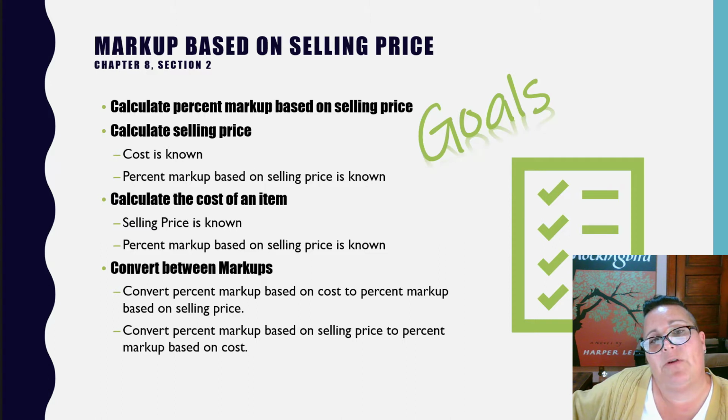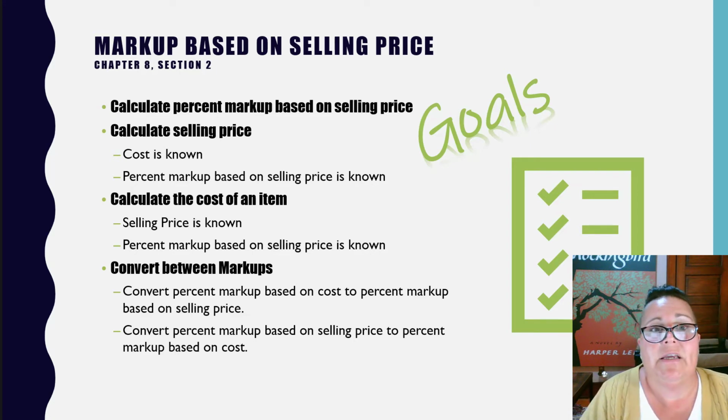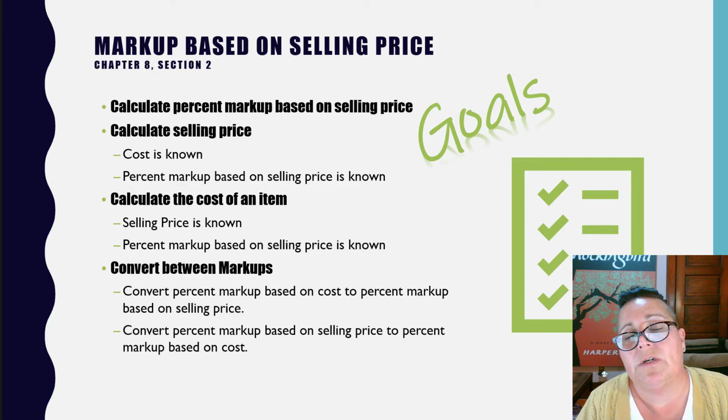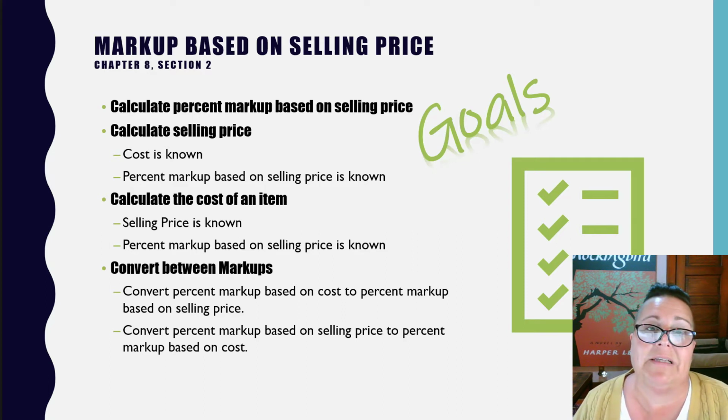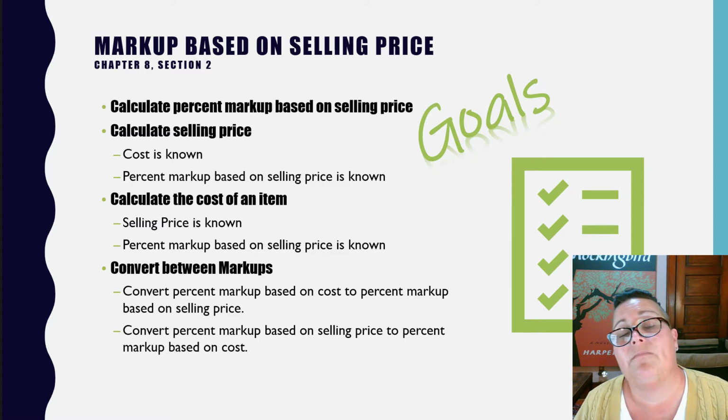So in Chapter 8, Section 1, we did markup based on cost. That is when you mark up an item or a good or a service based upon what it costs you to provide it. And then today, what we're going to do is markup based on selling price. So this is markup based on what you know the market will hold.